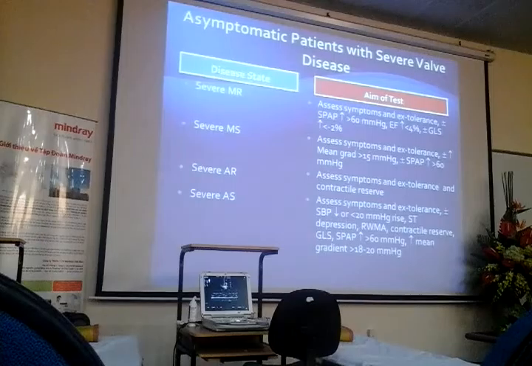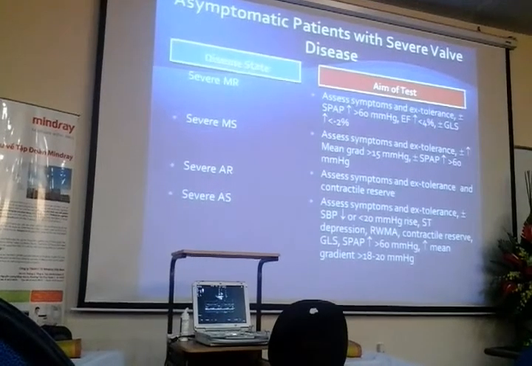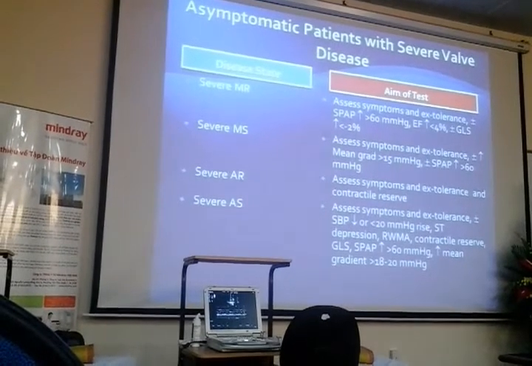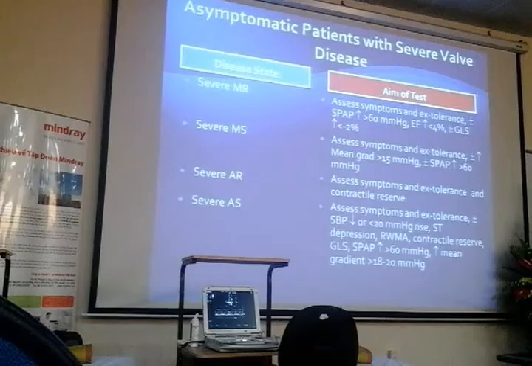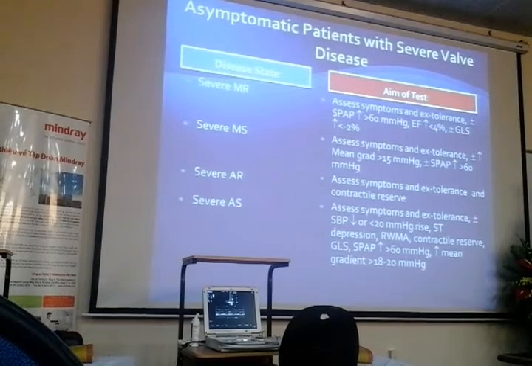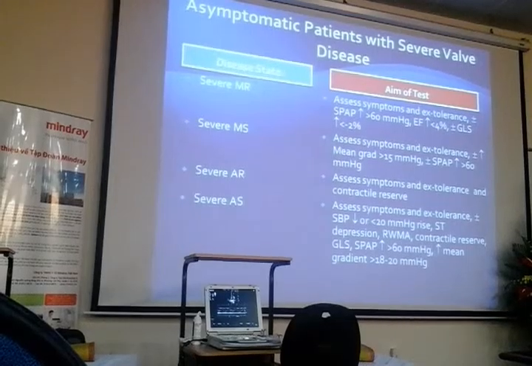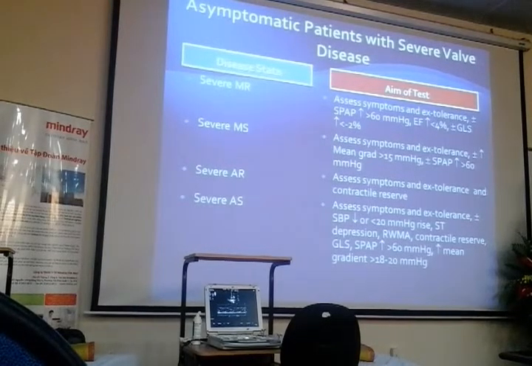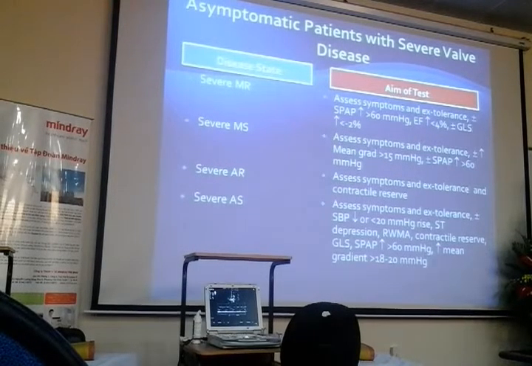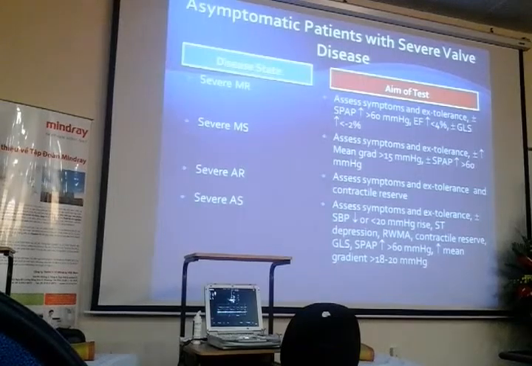For severe aortic stenosis, again, symptoms and exercise tolerance, a drop in blood pressure, or a failure to increase blood pressure with exercise, ST depressions or development of regional wall motion abnormalities, again, contractile reserve, changes in global longitudinal strain, increase in pulmonary pressures, and an increase in the mean gradient by more than 18 to 20 millimeters of mercury.